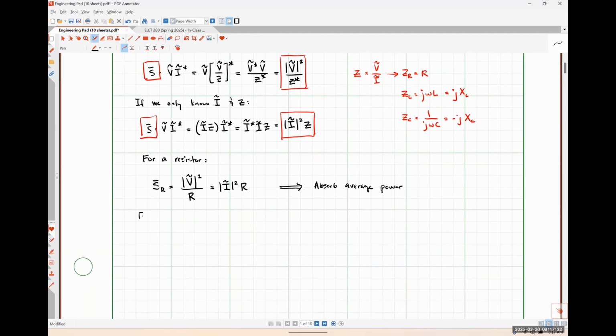So for an inductor, S sub L is going to be the magnitude of the voltage squared divided by the conjugate of the impedance of our inductor. So what is the conjugate of our inductor impedance?